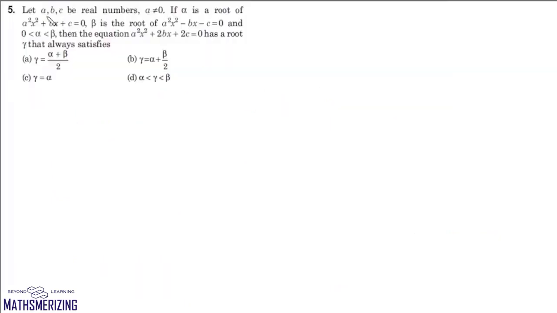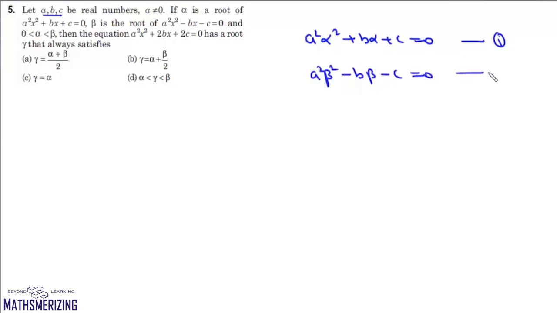Now the next question is, let A, B, C be real numbers, a not equal to 0, and alpha is a root of this equation. So if alpha is the root of this equation, we can write a squared alpha squared plus b alpha plus c equals 0, and that's our first equation. And beta is a root of the second equation. So it'll be a squared beta squared minus b beta minus c equals 0, and that's our second equation. Now it says, if alpha is less than beta and both of them are positive, then this equation, a squared x squared plus 2bx plus 2c equals 0, has a root gamma that always satisfies.